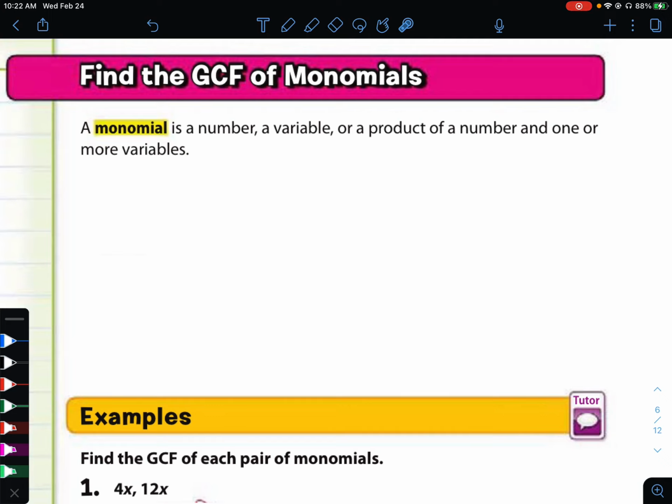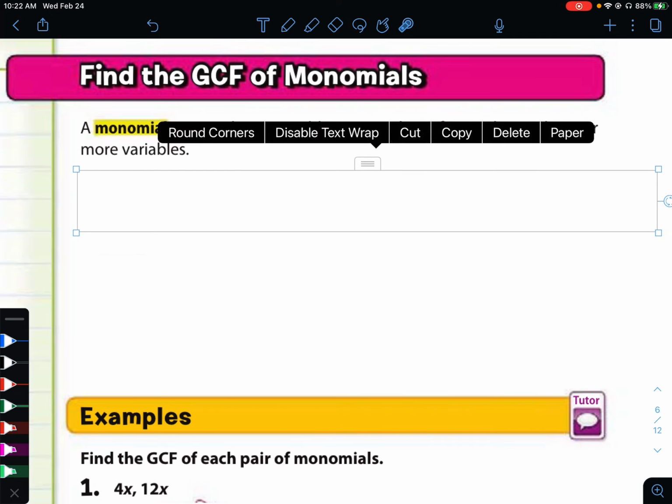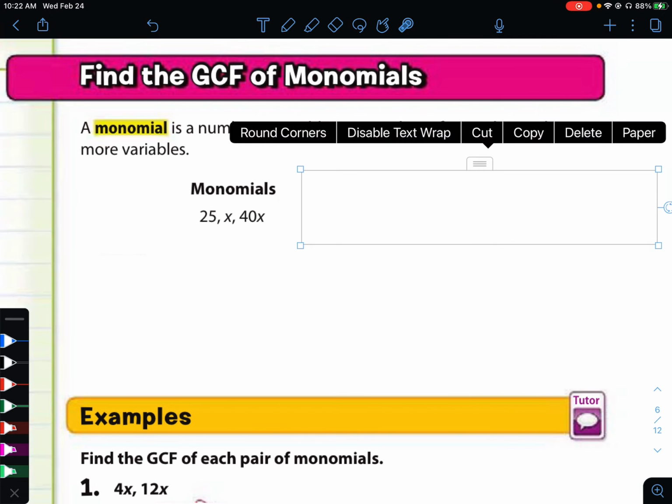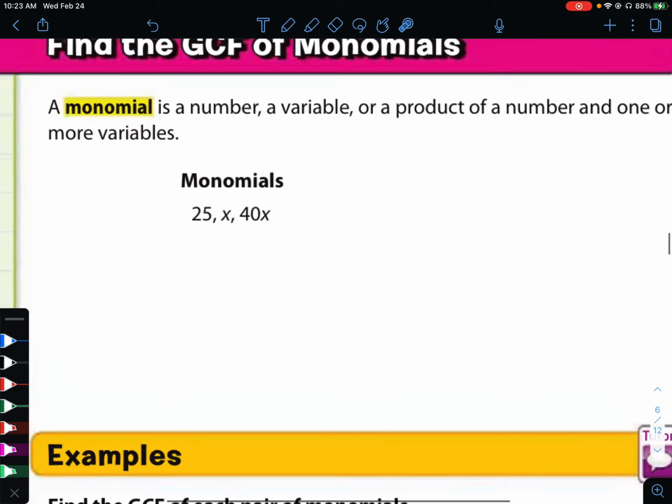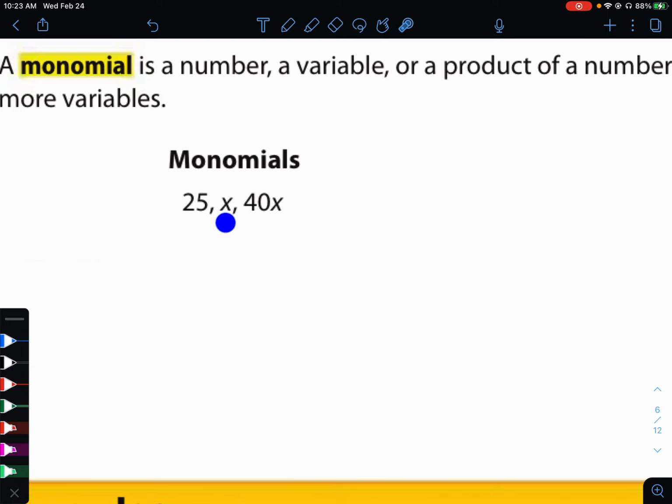That's what a monomial is. It can be a number, it can be a variable, or it can be a product of a number and one or more variables. So let's take a look at an example of what a monomial is. This is a monomial, 25, because it's a number. A variable is also, x, and a product of a number and one or more variables. Actually, x is a product of a number and a variable, because this is 1 times x.